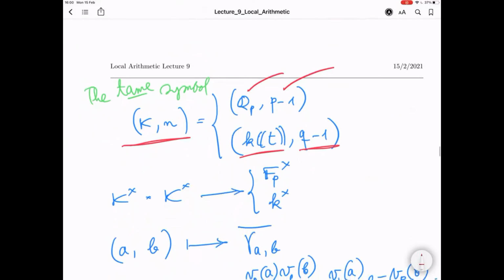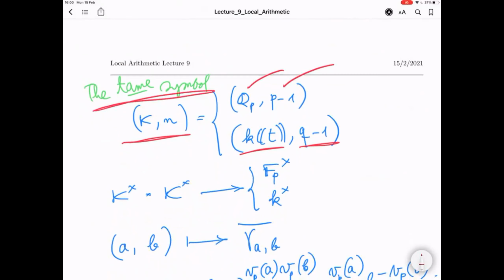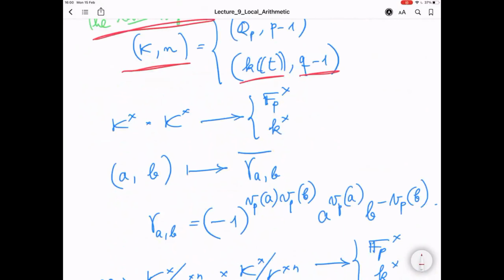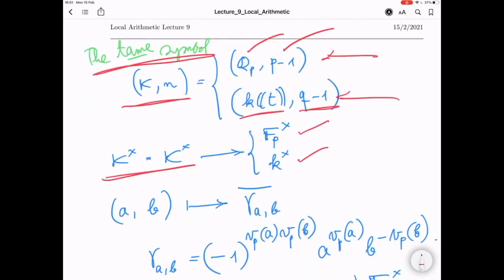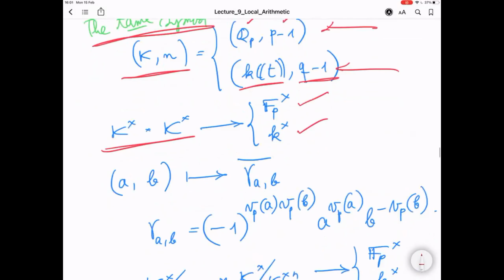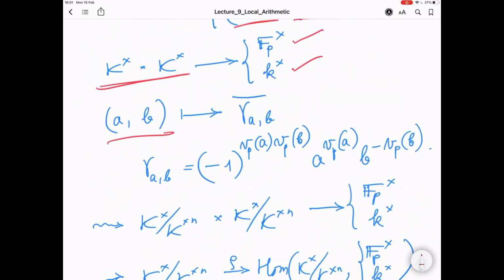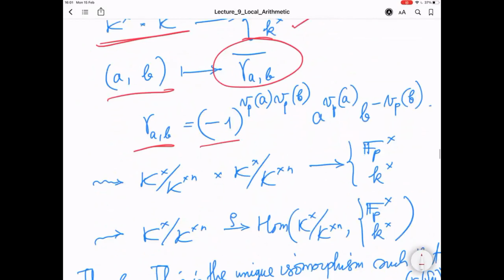Okay. So in this case, we will construct what is called the tame symbol. That's going to be a map from K star times K star into F_p star or k star, depending upon whether we are in this case or in this case. So we'll take (a, b) to gamma(a,b) bar. Gamma(a,b) is this expression which we have already come across when defining the Hilbert symbol. And this is called the tame symbol.